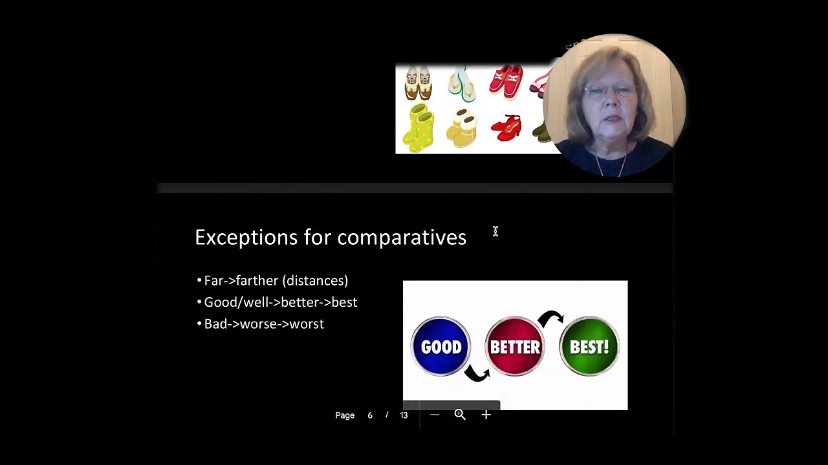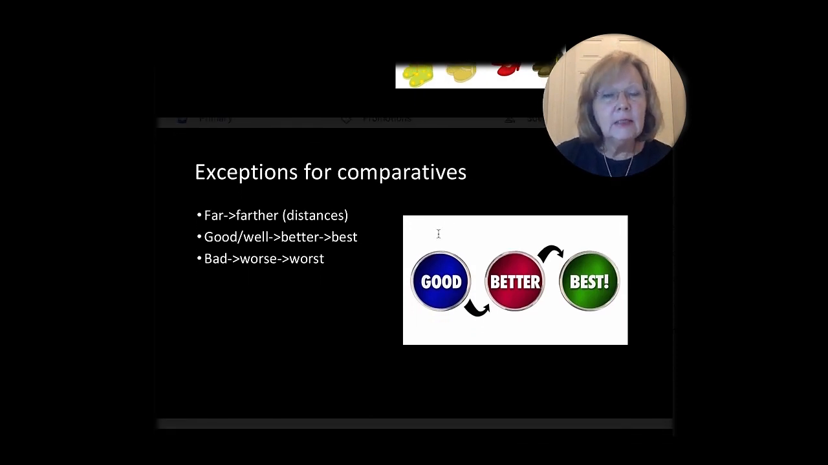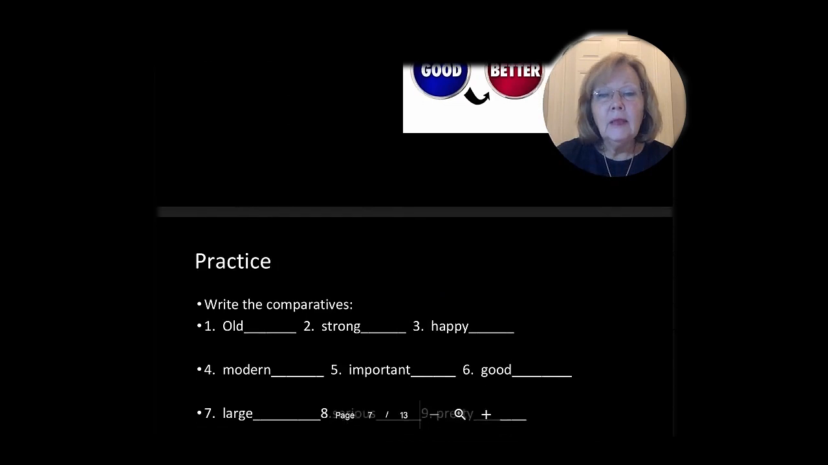There are some exceptions for comparatives. Far becomes farther when you're talking about distances. Good and well becomes better, and then the best. And then bad, worse, and worst. So we're going to talk about best and worst next time.